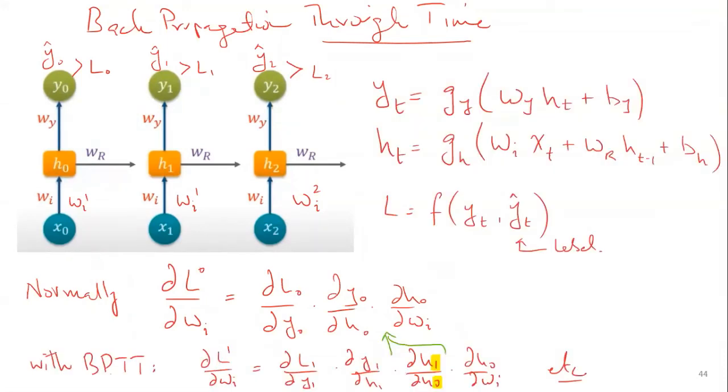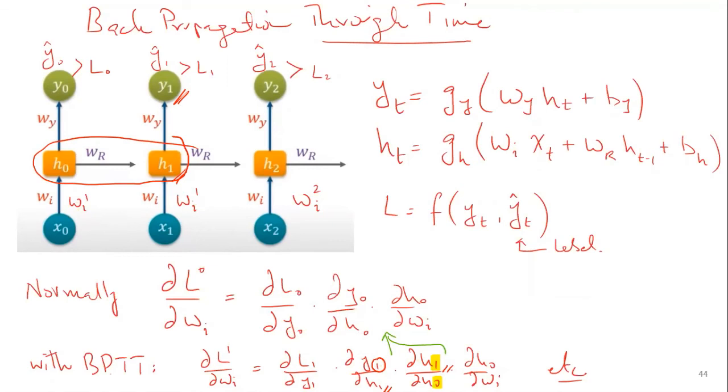The way this is going to change if you're doing backpropagation through time is that when you're updating the loss at time 1, so t is equal to 1, you're not only going to look at the output at time 1, but you're going to take the derivative of y1 with respect to h1, and then the derivative of h1 with respect to h0.